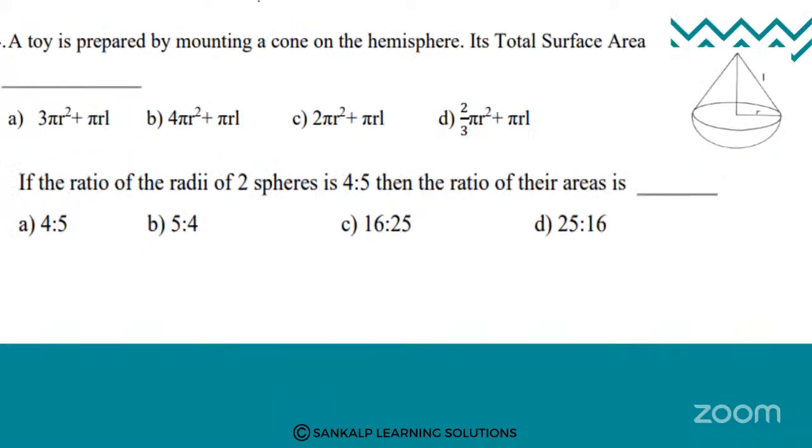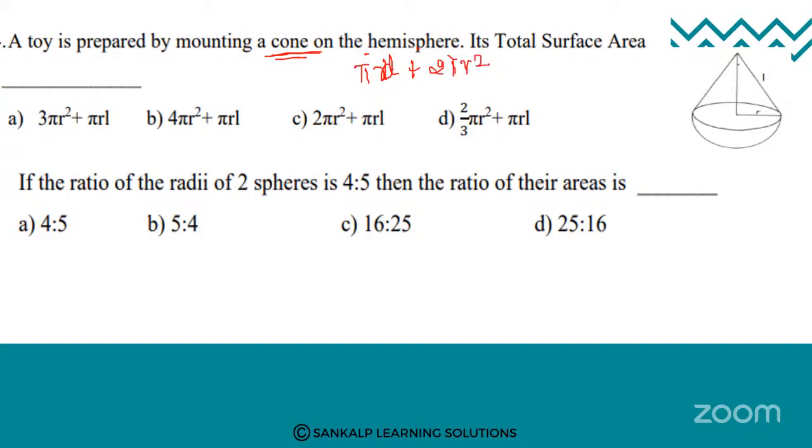A toy is prepared by mounting a cone on the hemisphere. Its total surface area. Yes, my dear students, here one shape is mounted on the other shape. That means one toy is there and that toy is prepared by mounting a cone on the hemisphere. So its total surface area means total surface area of the cone and total surface area of the hemisphere. Total surface area of the cone is pi RL and total surface area of the hemisphere is 2 pi r square.